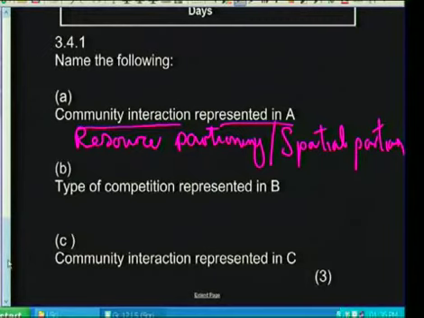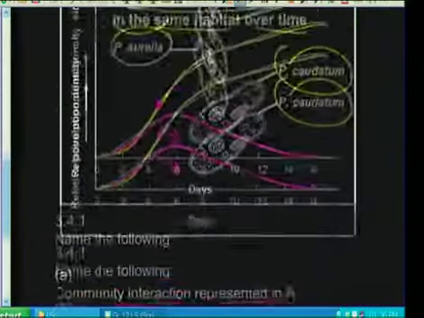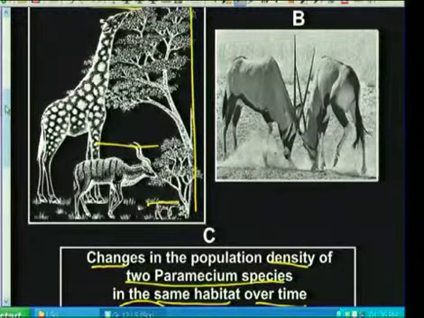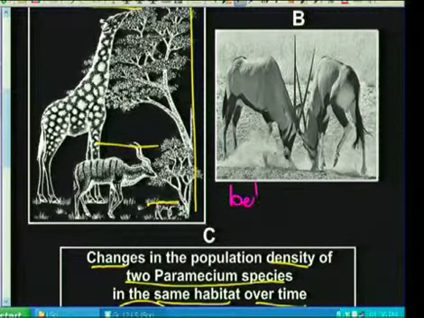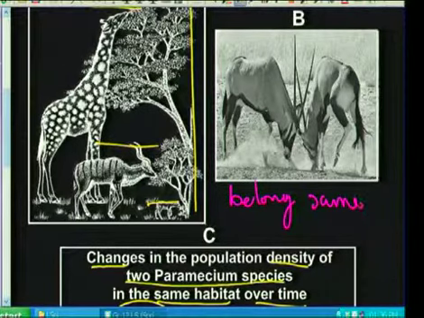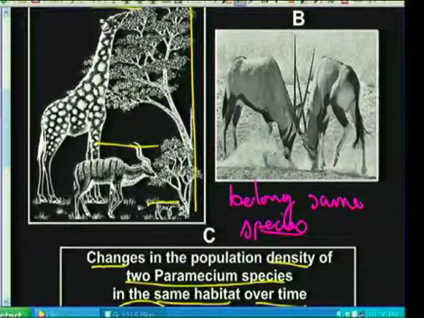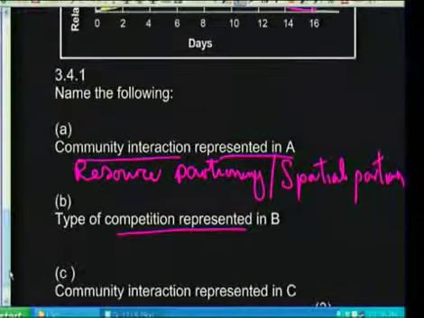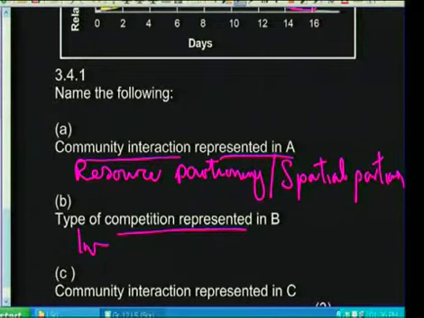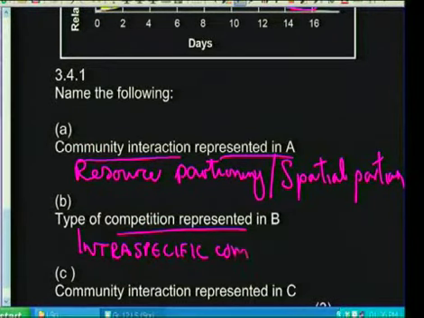Name the following: the type of competition represented in B. When we looked at B, guys, we said that these individuals belong to the same species. So this would be competition that exists between individuals belonging to the same species, and that would be intraspecific competition.